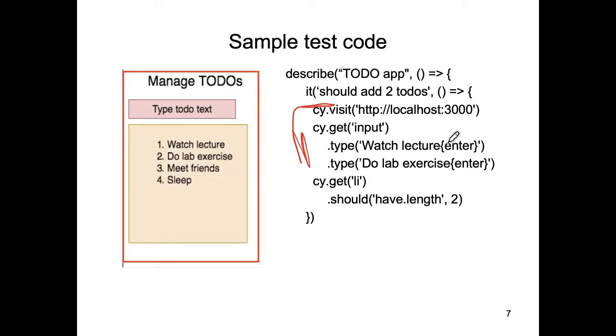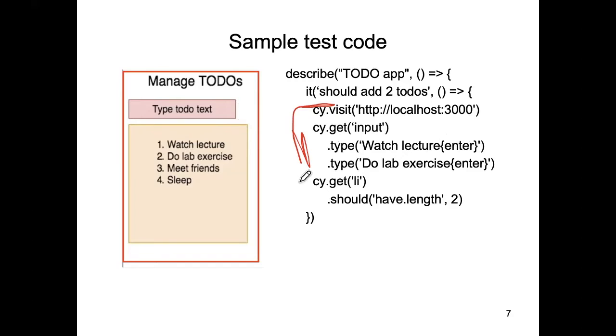So when Cypress executes these two lines here, what you will see in the browser tab is "watch lecture" appearing down here, because we've just hit enter, so it's added to the to-do. And I'm typing another, I'm getting Cypress to add another to-do.